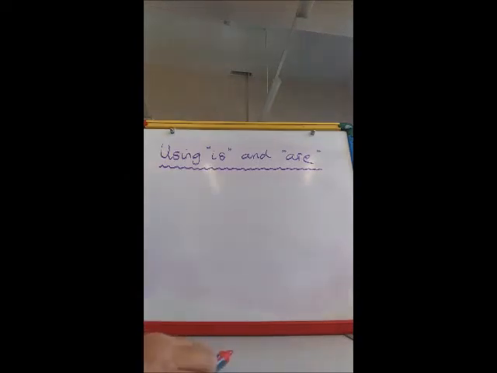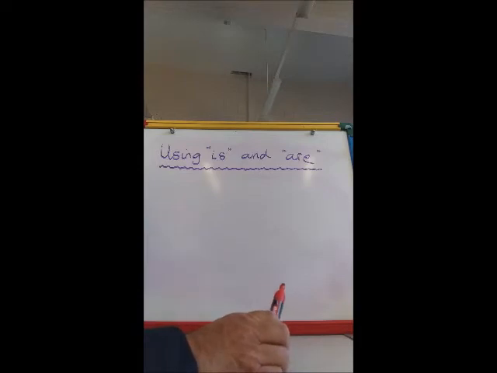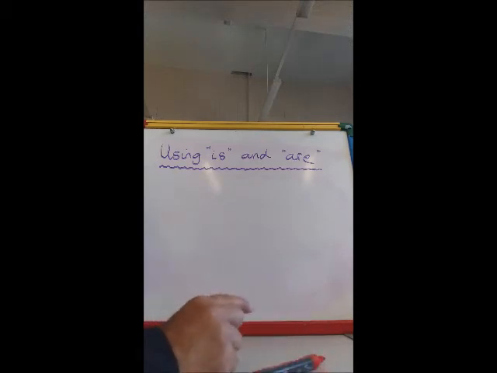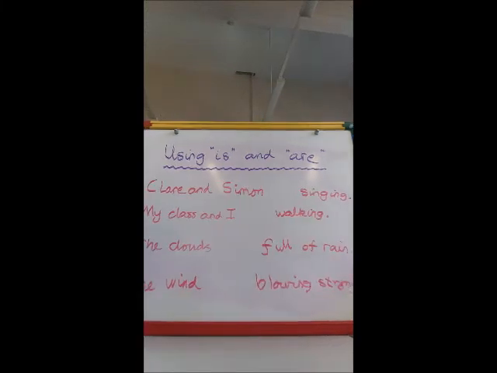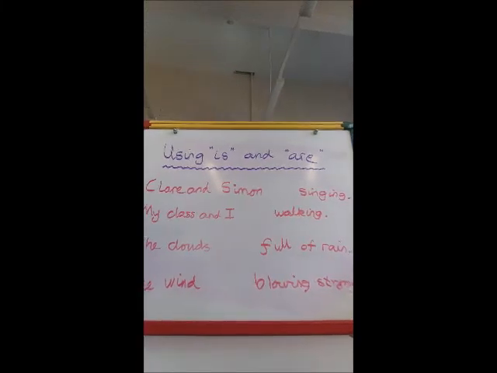Okay, so now what I'll do is I'll show you a few examples and see how you get on. Remember, for each one, pause the video, have a good old think about it. If you need to go back to the beginning of the video just because you weren't sure about the rules, then obviously you can do that as many times as you want. Okay, so we've got some examples here for you. First example is Claire and Simon "is singing" or "are singing".